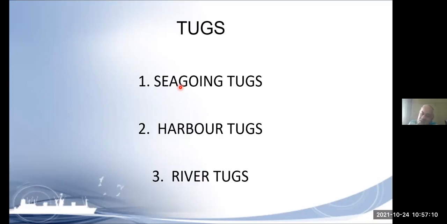The work of this is also the same: towing, pushing, pulling, and maybe supplying something to other units in the ocean. So like oil fields, like Bombay High. We have Bombay High about 100 nautical miles away from the land. So whatever things are required in the oil field will be supplied by sea-going tugs. Okay, and those are called offshore supply vessels or offshore supply tugs or anchor handling towing tugs. Okay, so those are sea-going tugs.